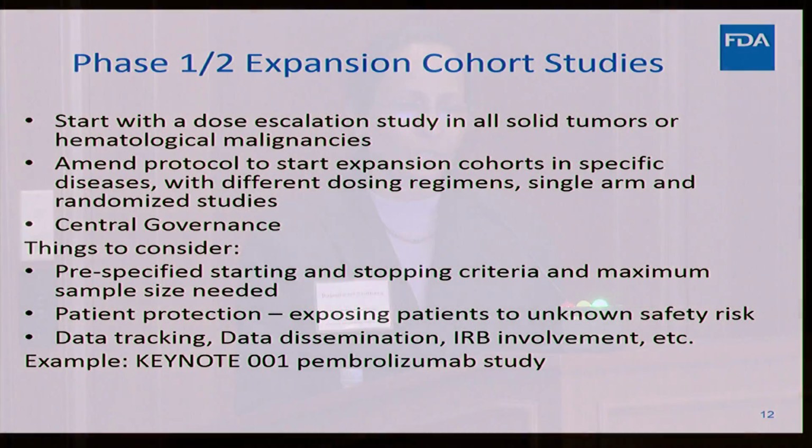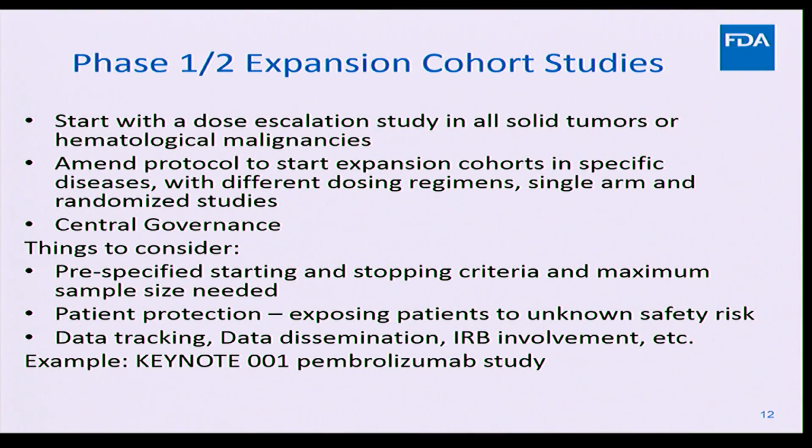So this was talked quite a bit in the morning about the phase 1-2 expansion cohort studies. So you start with a dose escalation study in all solid tumors or hematological malignancies, and amend the protocol to start expansion cohorts in specific diseases maybe, or with different dosing regimens. It could be single-arm or randomized studies. Again, these all fall into the idea of answering multiple questions under one protocol. And again, the central governance may be coming from one individual industry sponsor, or it may be coming from outside as well.